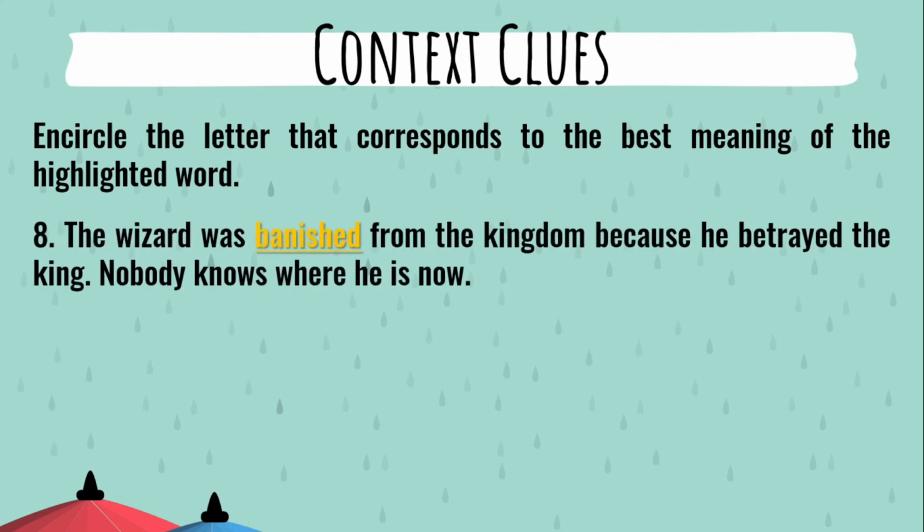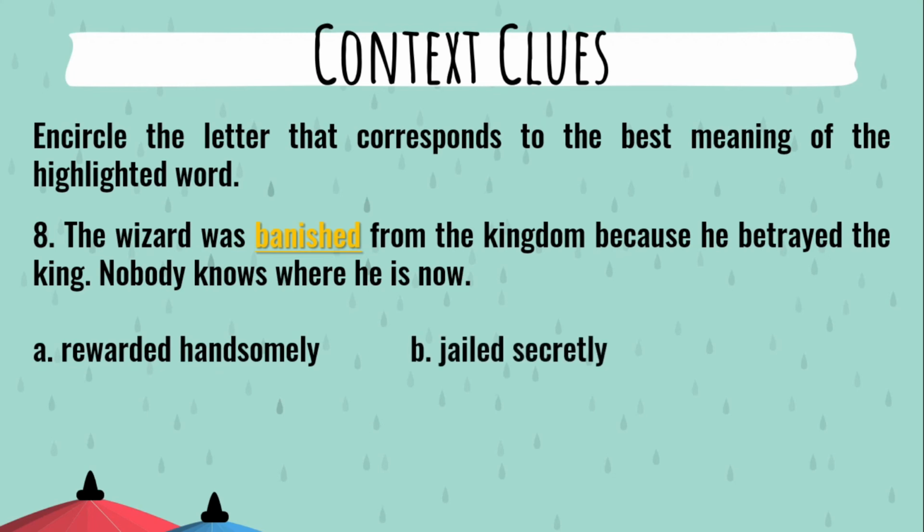Number 8. The wizard was banished from the kingdom because he betrayed the king. Nobody knows where he is now. What do you mean by the word banished? A. Rewarded handsomely. B. Jailed secretly. Or letter C. Sent away. The meaning of banished according to the context clues given for item number 8 is letter C. Sent away.